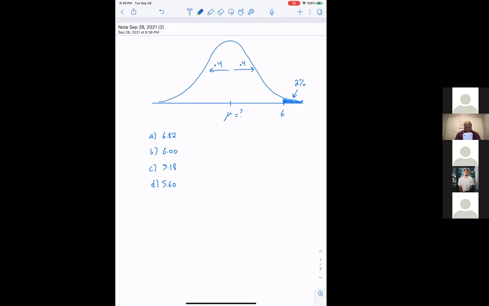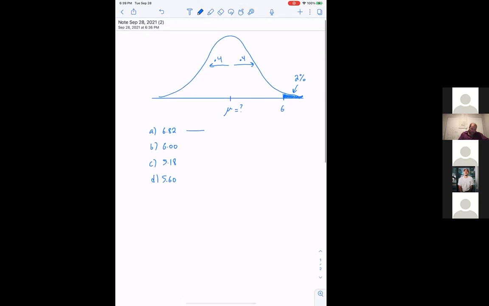So if I want to check 6.82, what would I do? You would use the inverse norm. And if you're using the left side, it's 98%, 0.98. With what mean and what standard deviation? You would use one of the numbers from the options.